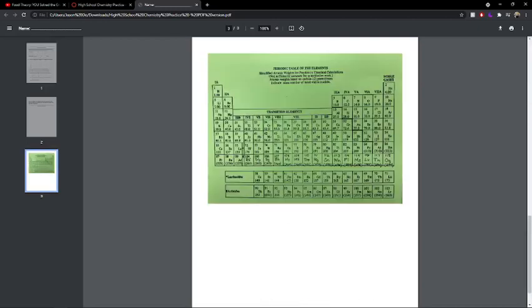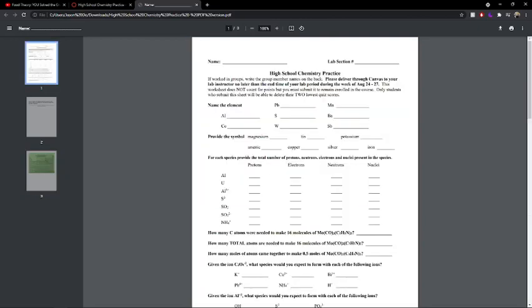So basically, we go to Al. We know it's 13, so it means 13 protons. The atomic number represents the number of protons. The atomic number also, if the atom is neutral, is the number of electrons. So we know that this is 13 because it's zero charge.